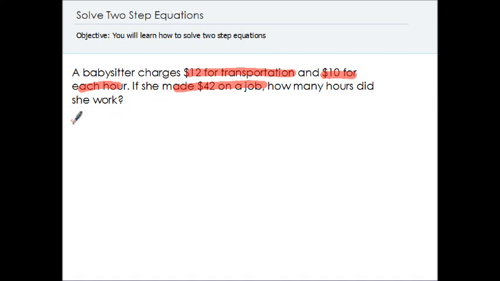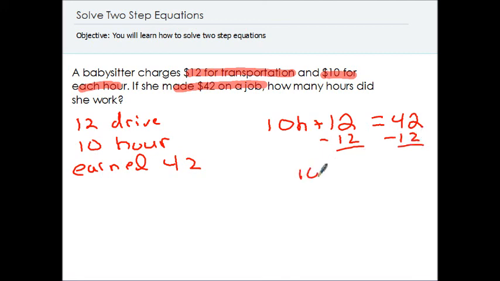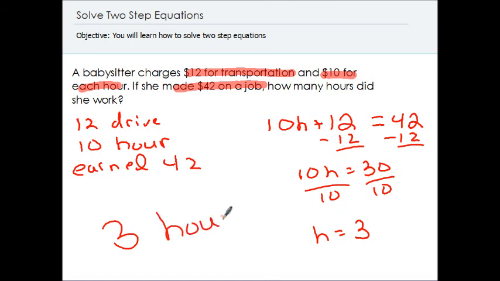So we know she charges $12 to drive there. She charges $10 an hour, and she earned $42. No matter what, she's going to charge $12 to get somewhere, and she's going to charge $10 for each hour. We don't know how many hours she works, so we're going to write 10h, where h represents hours. These are going to add together. So minus 12 from both sides. I got 10h equals 30. I'm going to divide both sides by 10. And h equals 3. So she worked 3 hours.